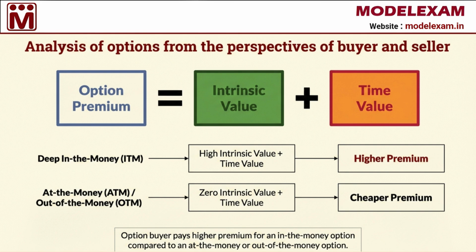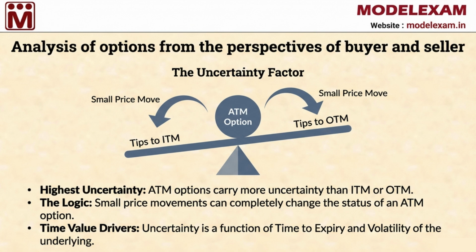You can think of the option premium as being equal to the intrinsic value plus the time value. For deep in the money options, the intrinsic value is high, which means the total premium you pay is also a higher premium. However, for at the money or out of the money options, there is zero intrinsic value and the premium is only made up of time value, which makes these a cheaper premium. As a buyer, you will always pay more for an in the money option because it already has some real value built into it. Now, we should consider the uncertainty factor.